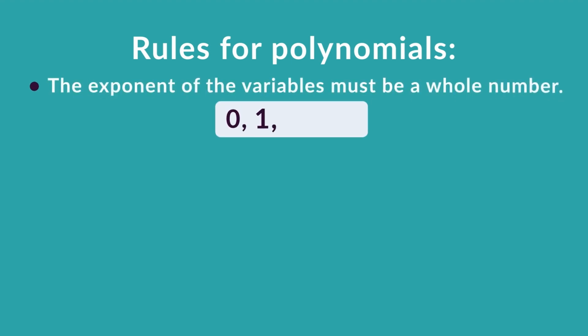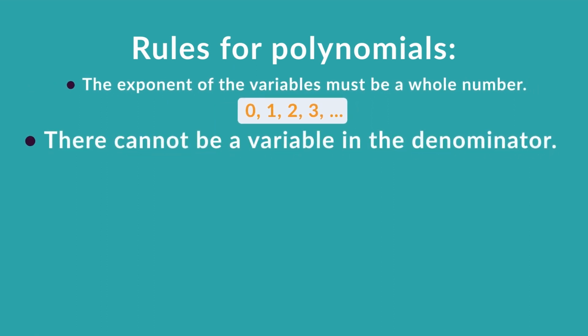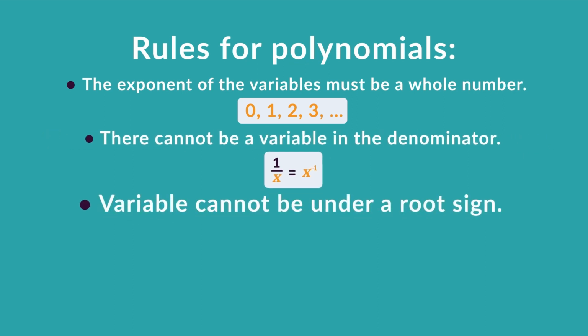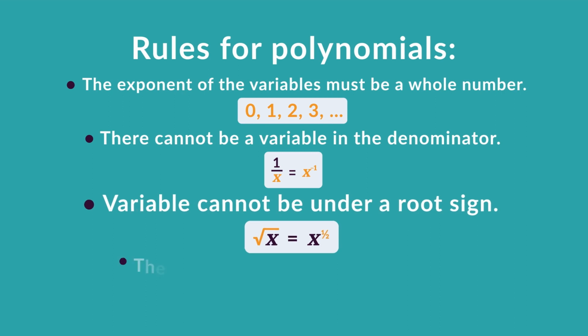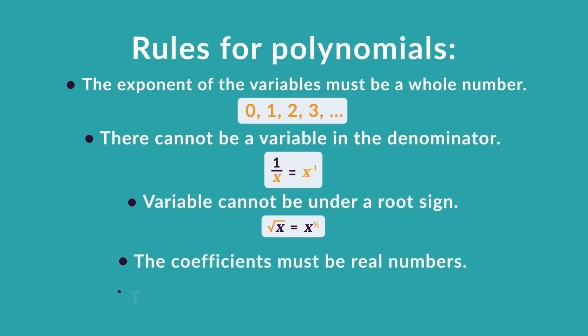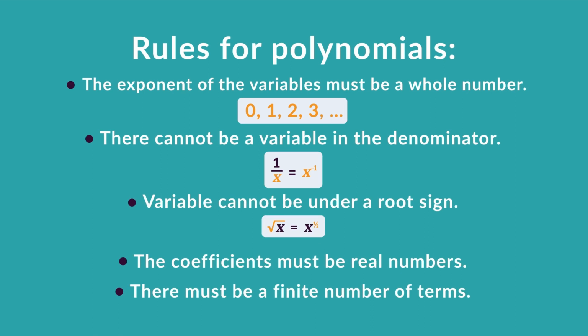First, the exponent of the variable must be a whole number, such as 0, 1, 2, 3, and so on. So, if an algebraic fraction has a variable in the denominator, it is not a polynomial, because this means that the variable is raised to a negative power. For example, 1 divided by x equals x to the power of negative 1. And the variables cannot be under a root sign. This would mean there is a fractional exponent. Some more obvious rules are that the coefficients must all be real numbers and there are a finite number of terms in a polynomial.